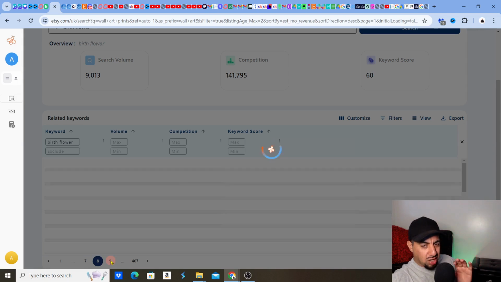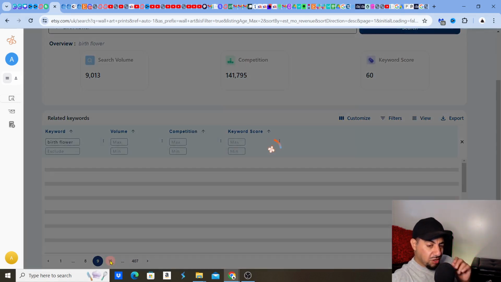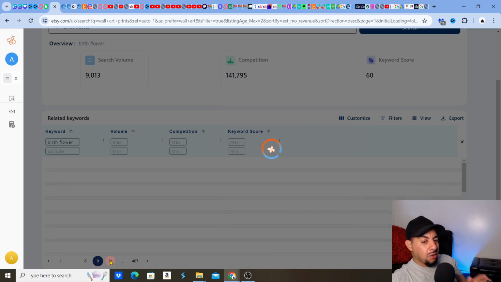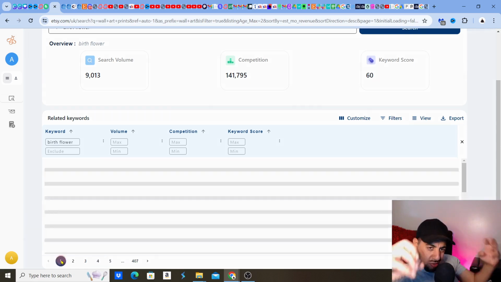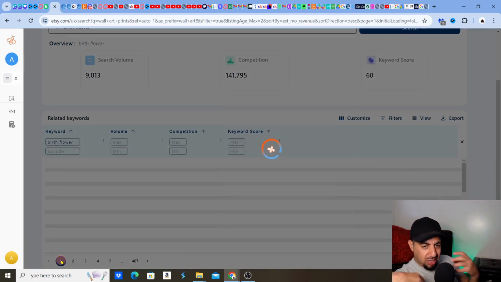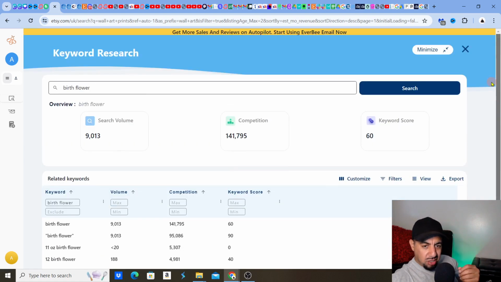So this is how you would do your quick investigation strategy into this, right? Remember, this is a very quick method. There's so many strategies out there, but this is how EverBee can help you very quickly validate if something is worth getting into. And I can already see that words around the birth flower is something that can definitely work because there are many combinations that you could include in this. So I'm going to leave it there, guys.